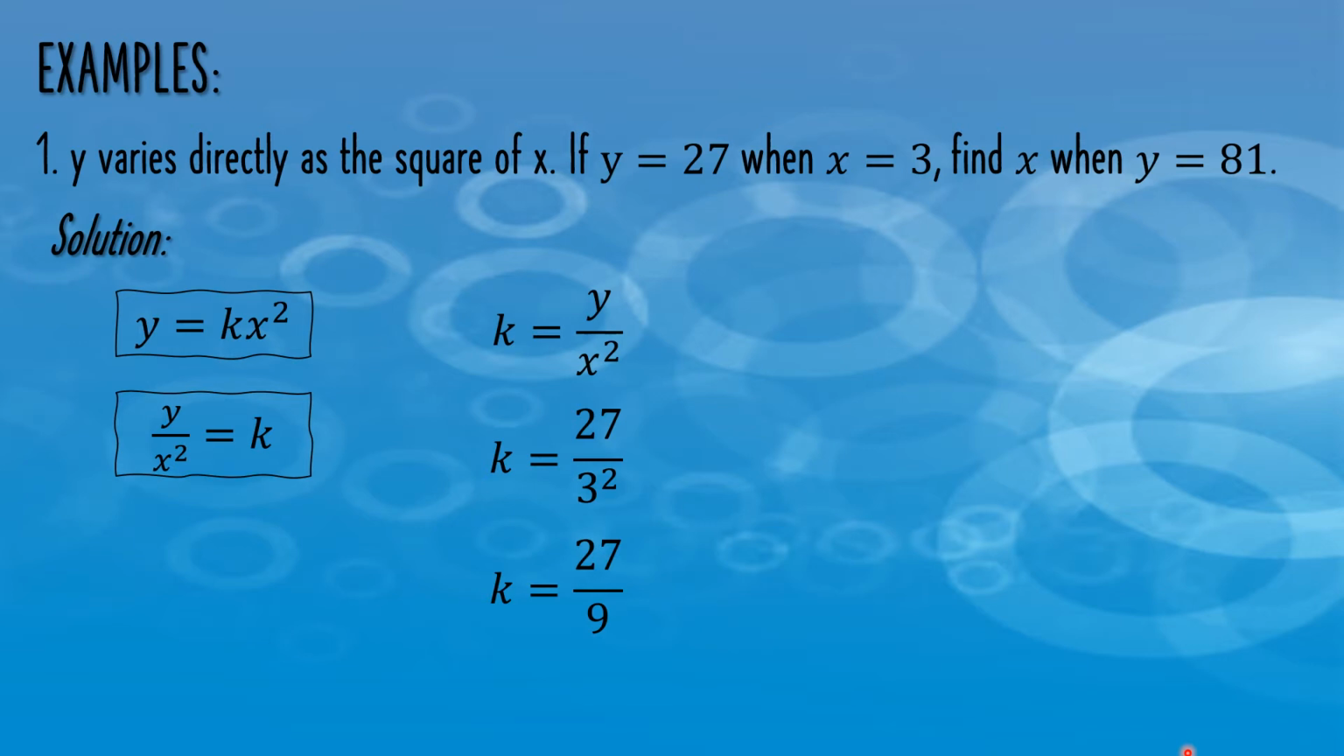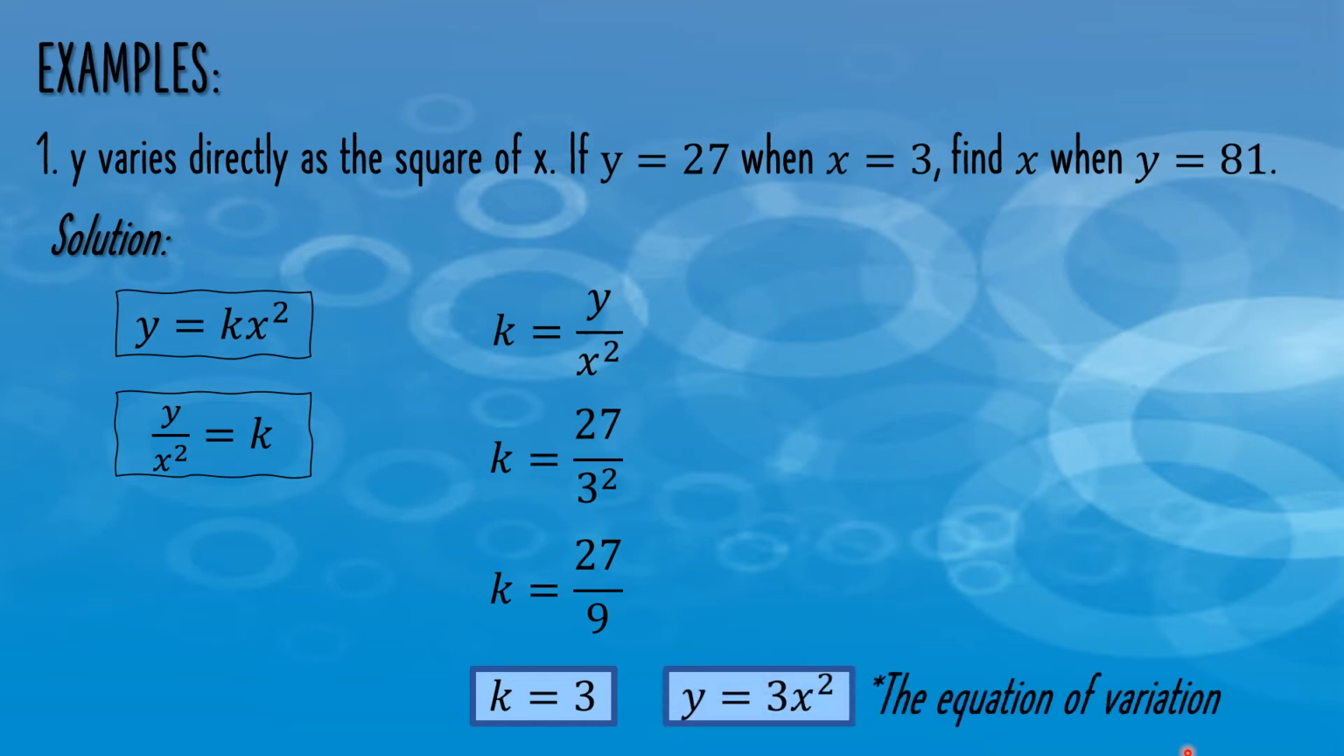And then, i-divide natin. 27 divided by 9 is 3, and that is the value of the constant of variation or k. Next is the equation. So, the equation of variation is y equals 3x squared. Since ang nakuha nating value ng k ay 3, so pinalit lang natin yon sa variable k, kaya naging 3x squared. Next is to find the value of x when y is equal to 81.